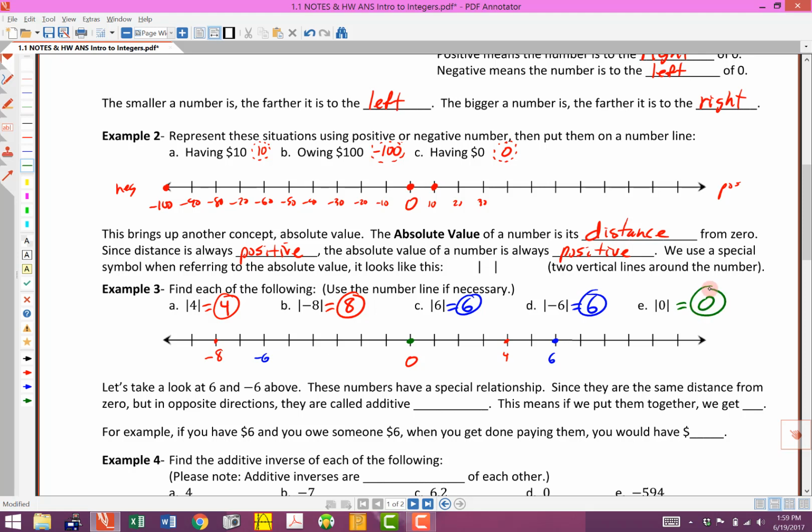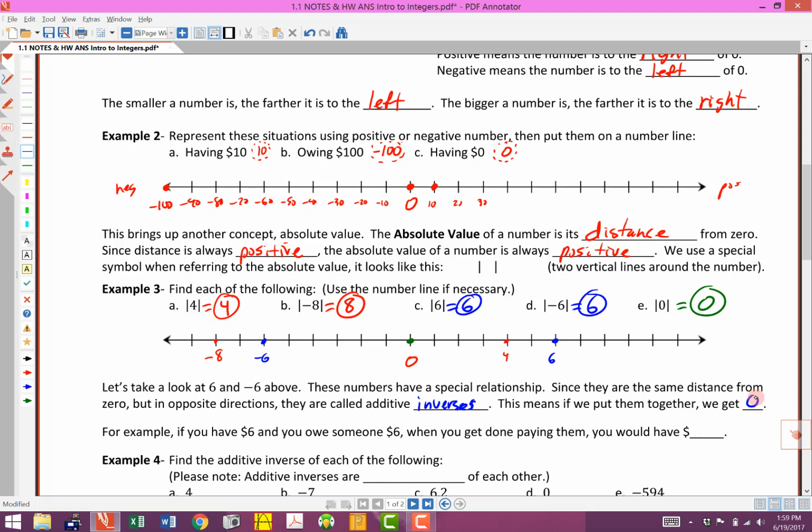Now, I want you to take a look at two of these in particular, those blue ones that we did, 6 and negative 6. Negative 6 is right here, and 6 is right here. Those numbers have a special relationship. Since they are the same distance from 0, but they're in opposite directions, we call those additive inverses. What this means is if we put them together, we get 0. They kind of cancel each other out.